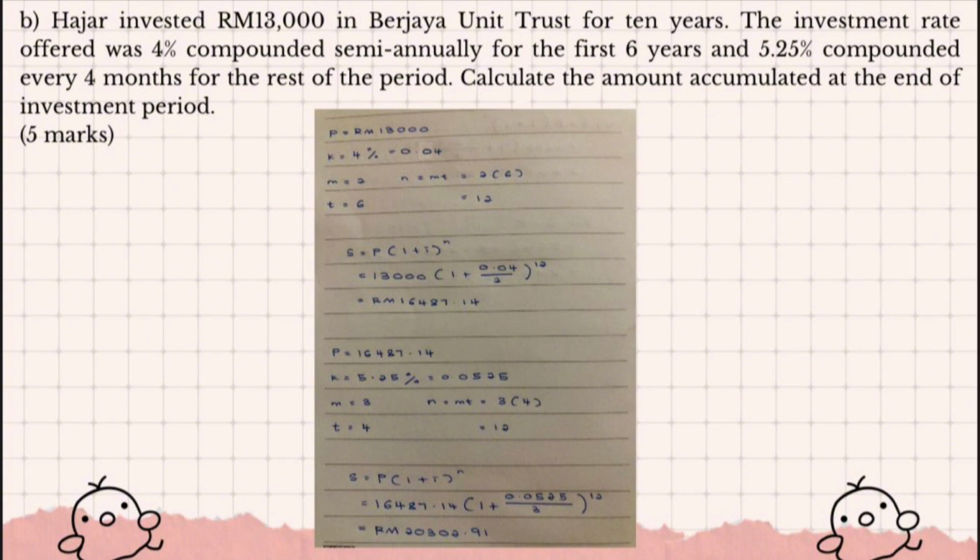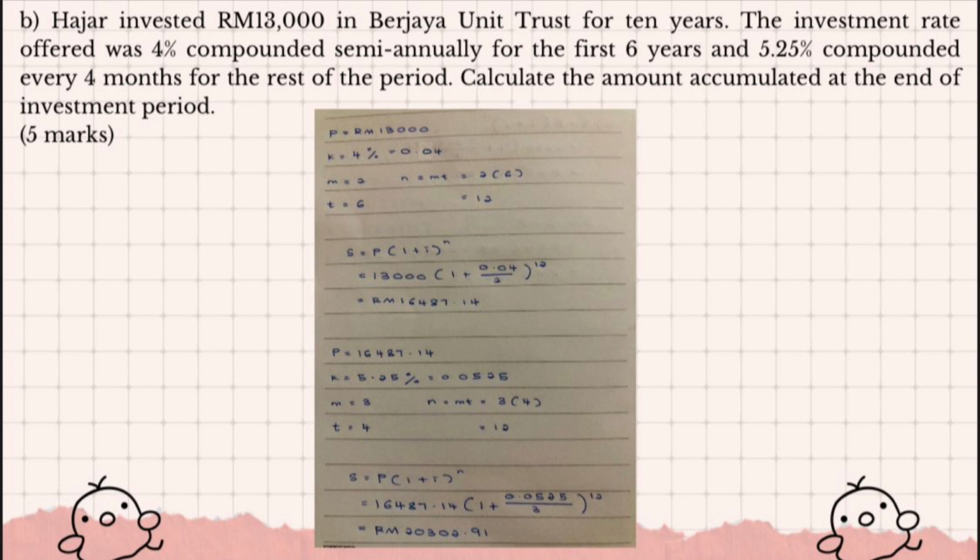B, Hajar invested RM13,000 in Berjaya Unit Trust for 10 years. The investment rate offered was 4% compounded semi-annually for the first 6 years and 5.25% compounded every 4 months for the rest of the period. Calculate the amount accumulated at the end of the investment period.